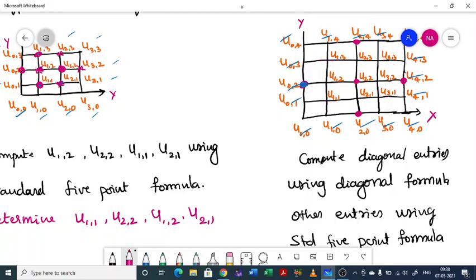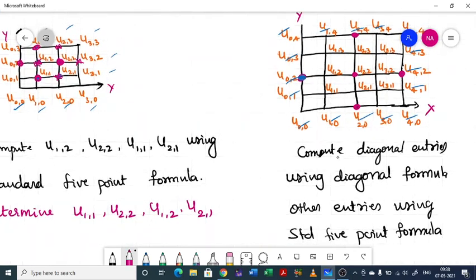That is what I have written here: compute diagonal entries using the diagonal formula. So what is the diagonal formula? Suppose you need to determine u1,1. You have to take the average of the diagonal neighbors. That means you have to take the average of u0,2, u2,2, u2,0, u0,0.